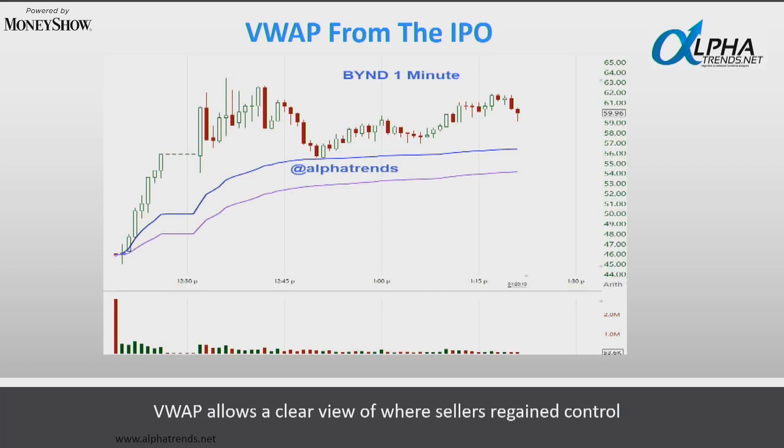And one thing I noticed about IPOs is if you anchor from the very first trade, what happens on that first trade? You have all these orders that are matched. So Beyond opened significantly above its offering price because that's where the market makers match the orders to find liquidity to get this thing trading. Well, those are all matching orders. They're not actual trades in the market. It's that big opening block. So that really isn't free trading.